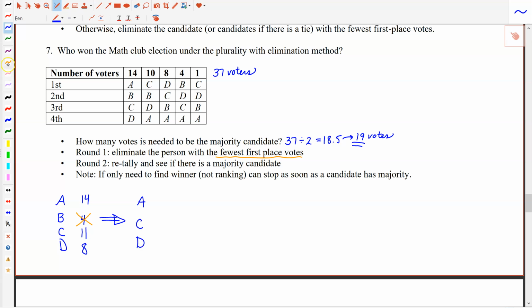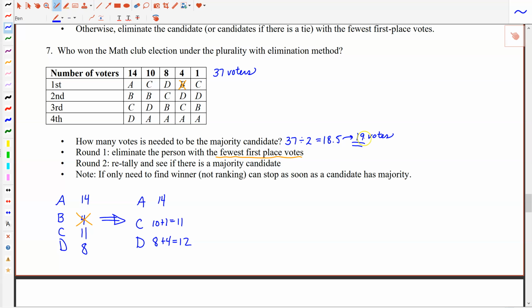Now if B gets eliminated, let's go to B's column in here. If B gets eliminated, those 4 votes would get transferred to the next person available, which would be D. So if I go ahead and retally, looking at the votes, A has still these 14. C still has these 10 here and 1 here, or 11 total. And D has these 8 here, but now they pick up the 4 from the next column. So at this point in time, D has 12 first place votes.